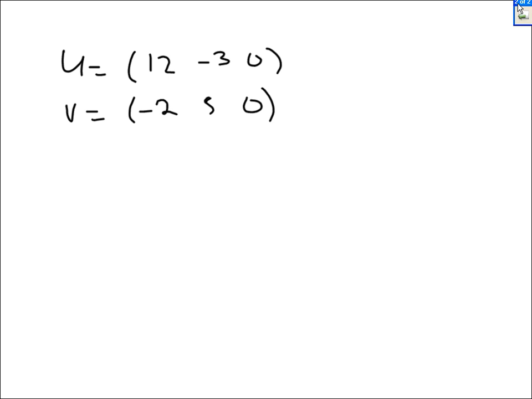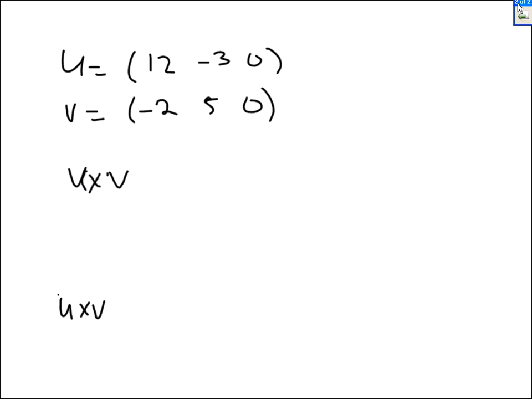So let u equal 12, negative 3, 0, and let v equal negative 2, 5, 0. It turns out that if you take the cross product of u and v, it would be orthogonal to both u and v, it being u cross v. The cross product will be orthogonal to u, and the cross product will be orthogonal to v.